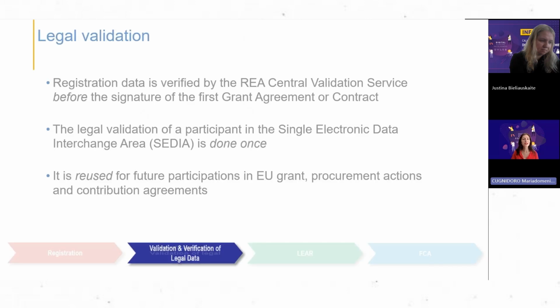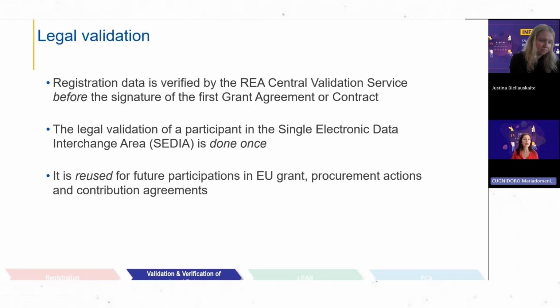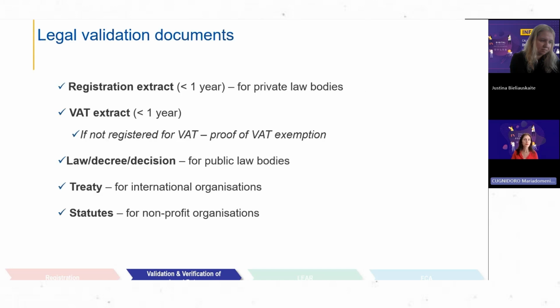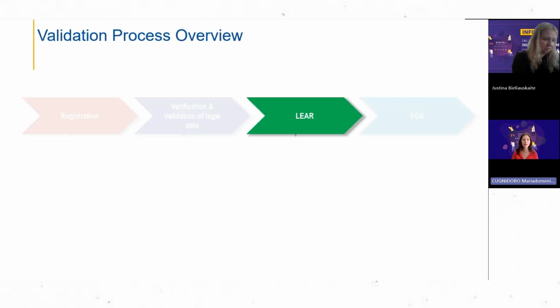Then the next step is the validation of the legal data. The registration data is verified by the Central Validation Service, so by our service, and this is done before the signature of the first grant agreement or contract. The legal validation is done once, and once the PIC is validated, it can be reused. There is no need to create a new PIC for the next participation. In this page, you have an overview of the main documents that we request for the registration of your entity in the system.